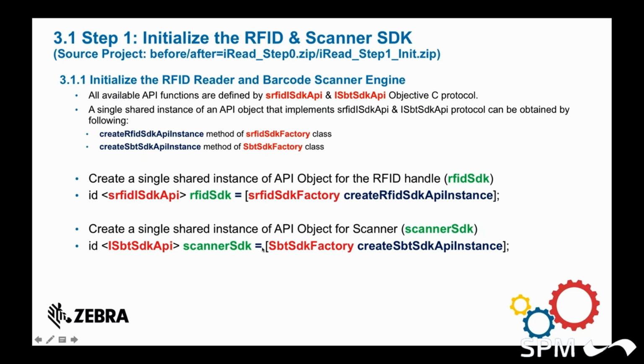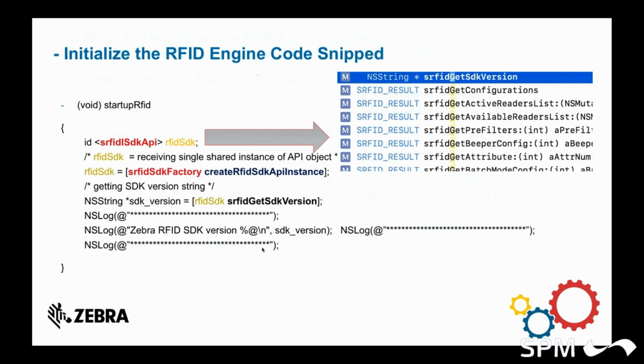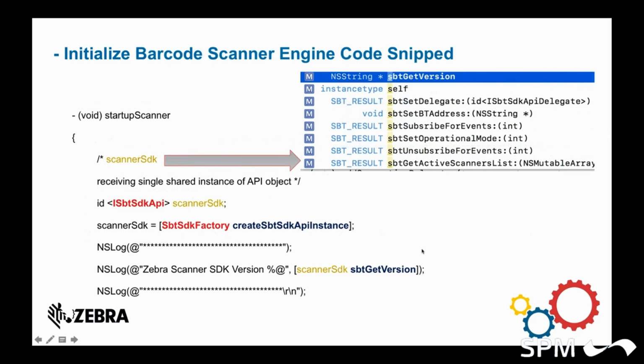In the next slide, I will show the code snippet to initialize the RFID engine. Once you create a unique RFID handle ID, you can use this handle ID to access all the APIs. For example, right now we will show you get SDK version, but you can do more. In the next step, I will show you a code snippet for how to initialize the barcode scanner.